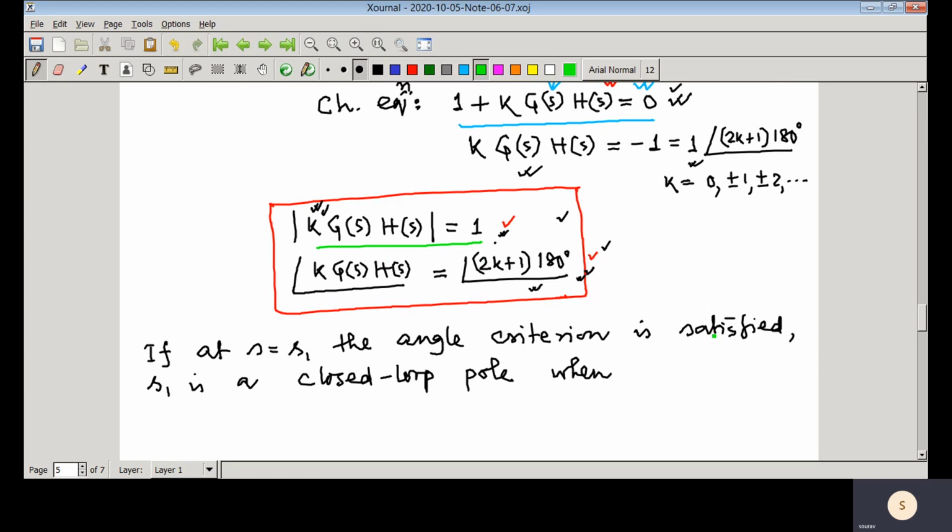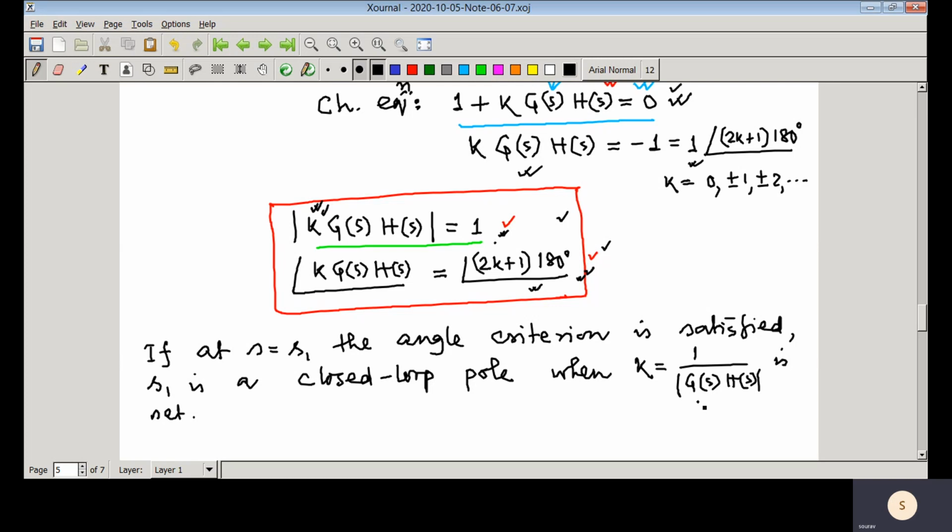So that is the value of K for which that gain condition would be satisfied. There always exists a K such that this particular condition is satisfied. So that means if at S equal to S1 the angle criterion is satisfied, suppose this second condition is satisfied, then S1 is a closed loop pole.